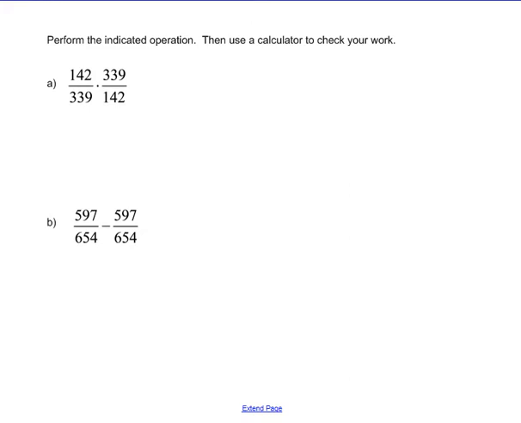Perform the indicated operation, then use a calculator to check your work. So we can see in these two problems we have two different operations to perform. We have one where we're going to be multiplying in A, and in B we're going to be subtracting.